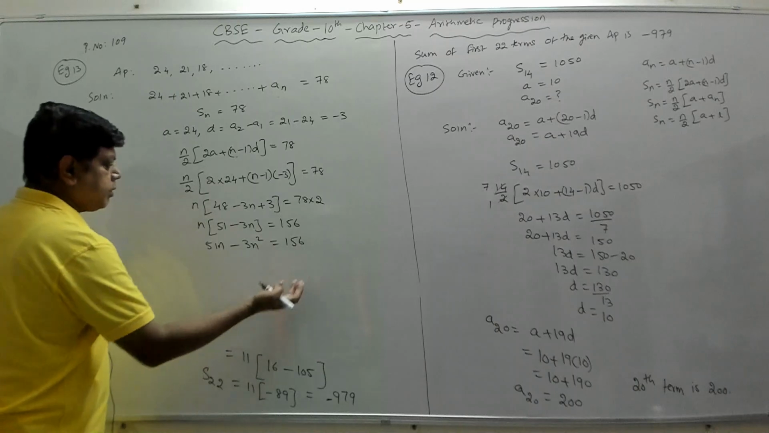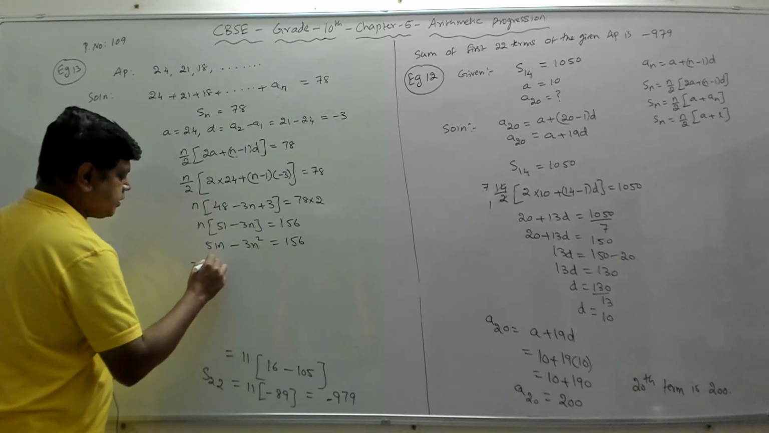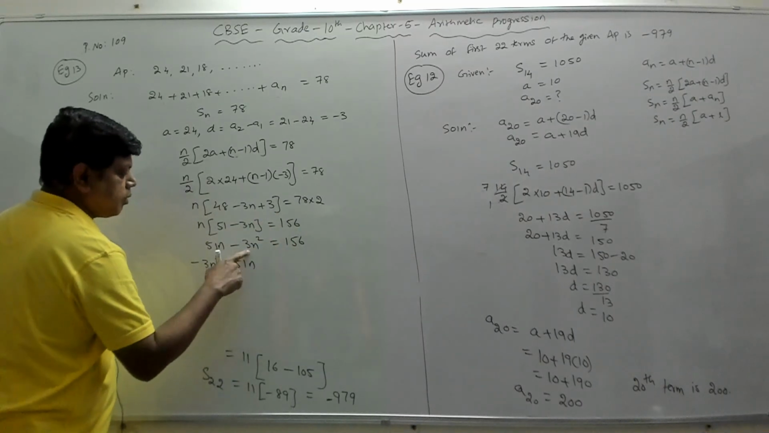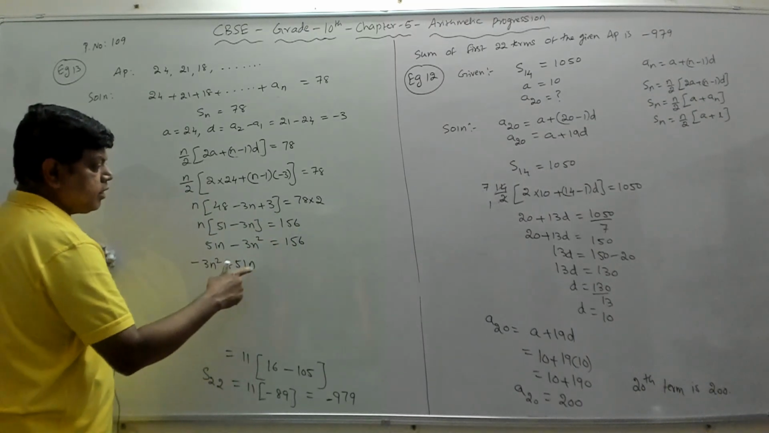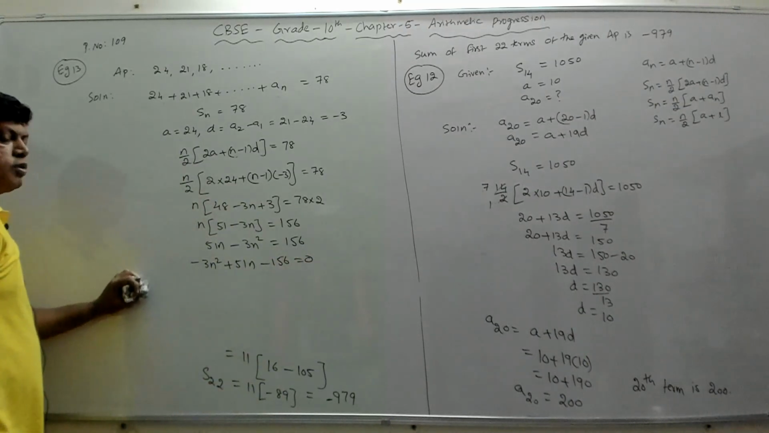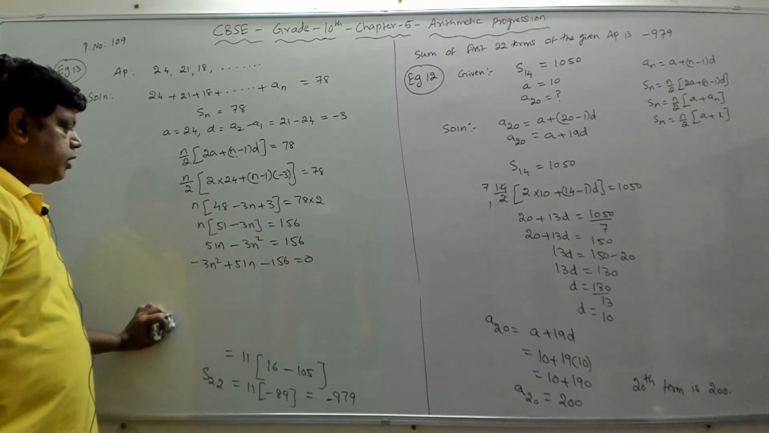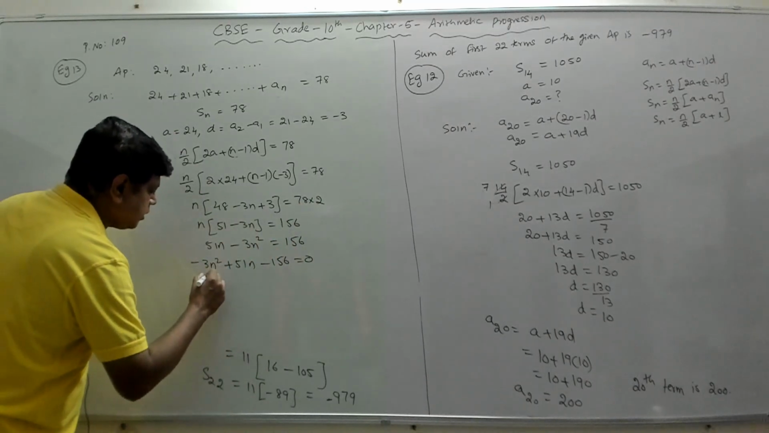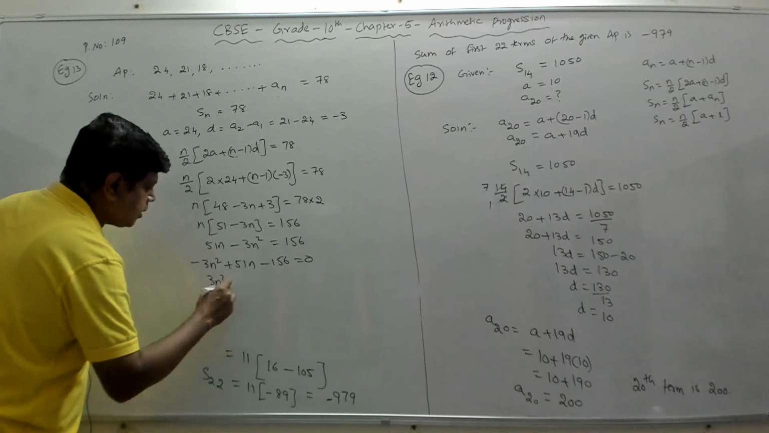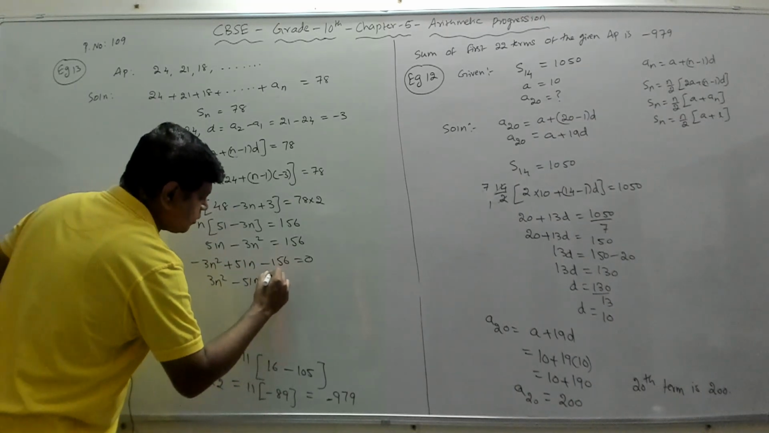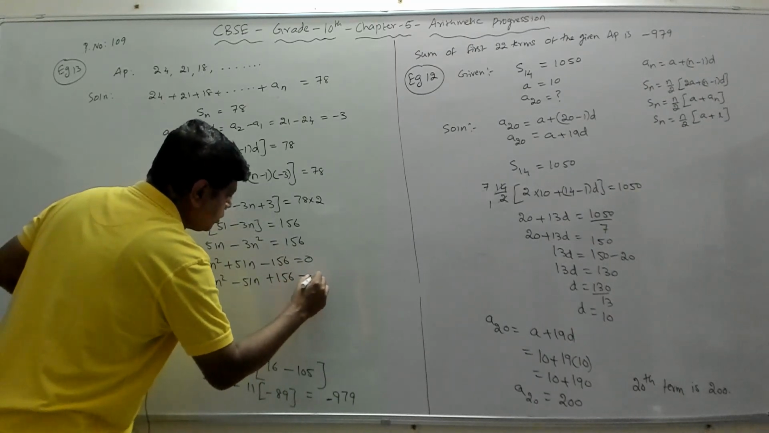Right? Now let's bring everything to one side. I write first minus 3n square, then plus 51n. I'm writing the n square term first, then the n term, then the number 156 becomes minus 156, equal to 0. Right? Now the minus is there, we don't want minus. First we'll change all the minus signs. So this minus will become plus, this plus will become minus. I'm cancelling throughout by minus, so this will become plus 156 equal to 0.